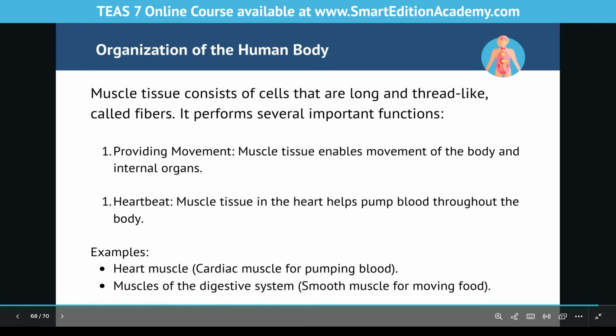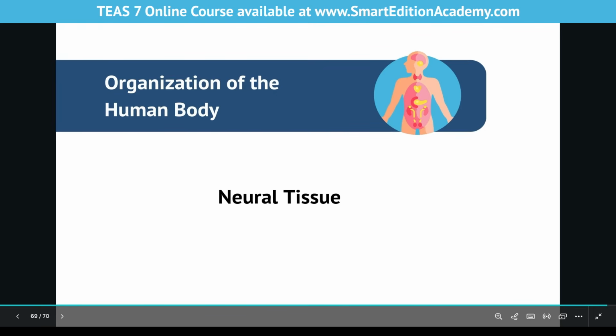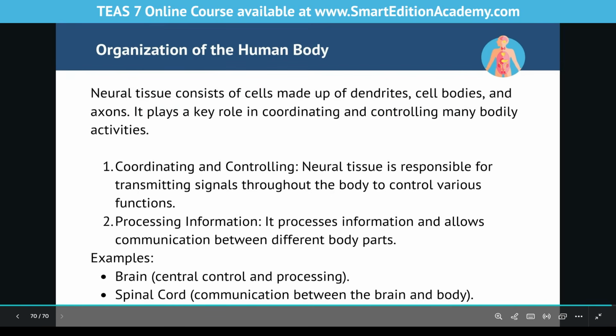All right, last one, neural tissue. Neural tissue consists of cells made up of dendrites, cell bodies, and axons. It plays a key role in coordinating and controlling many bodily activities, as well as processing information. Examples of this is going to be your brain and your spinal cord.